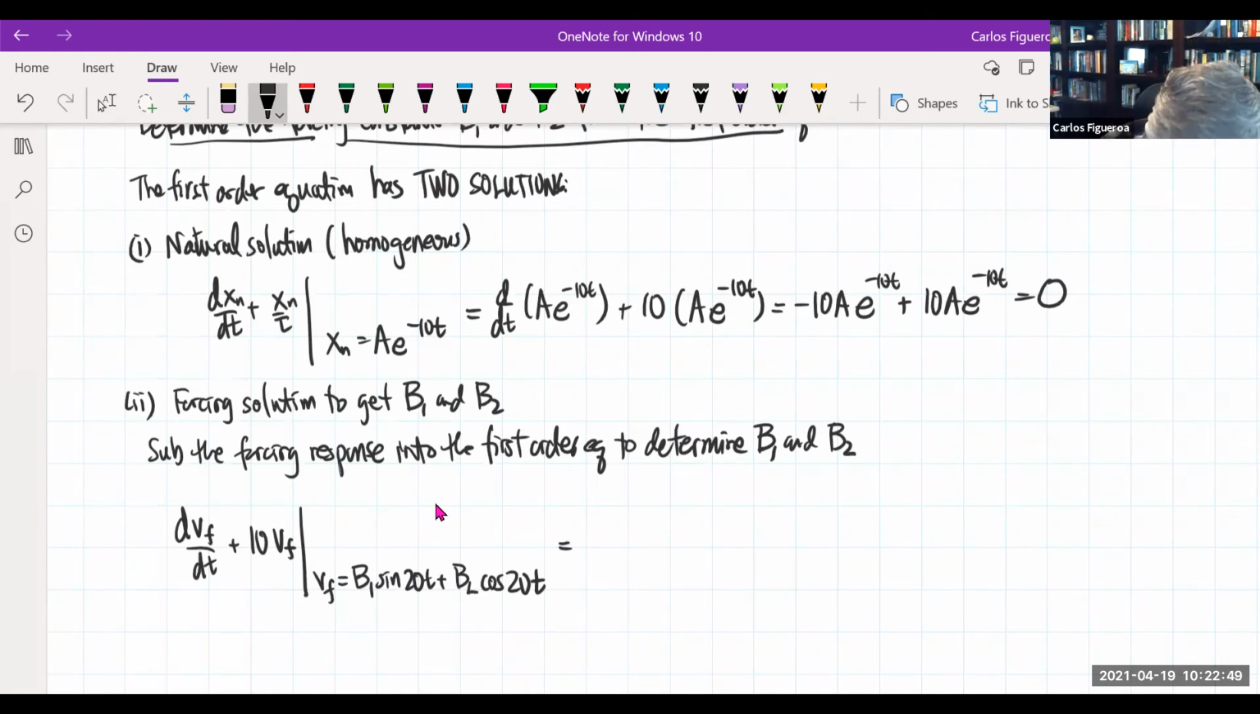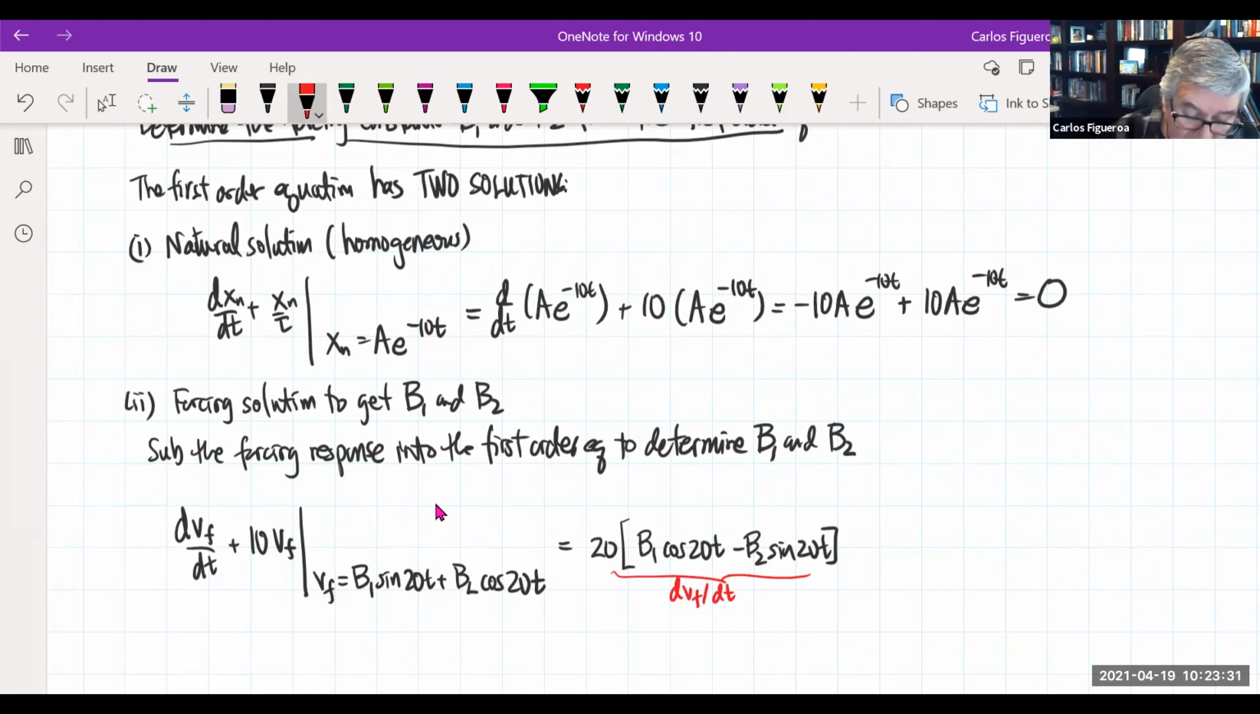Well, I have to take the derivative of this term right here. If I take the derivative of sine, I'm going to get 20, and then the sine turns into a cosine, so I get 20 B1 cosine of 20t. Now the second term: the derivative of cosine is negative sine, and with the 20 I already factored out, that gives me minus B2 sine of 20t. So this term right here is dVf/dt.